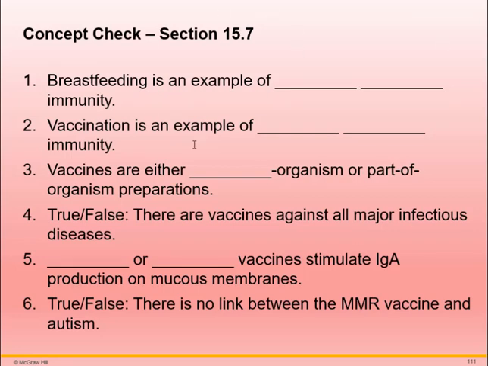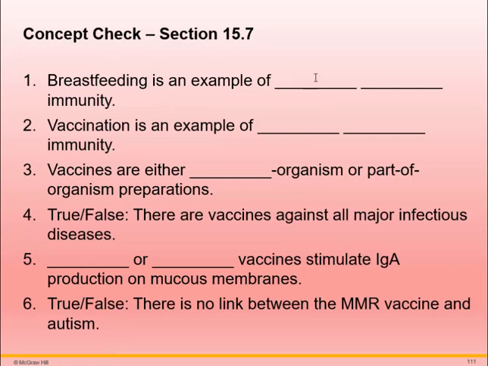So concept check 15.7. Breastfeeding is an example of blank blank immunity. Vaccination is an example of blank blank immunity. Vaccines are either blank organism or part of organism preparations. True or false, there are vaccines against all major infectious diseases. Blank blank, blank or blank vaccines stimulate IgA production on mucous membranes. And there is no link between MMR vaccine and autism. So let's answer these questions one at a time.